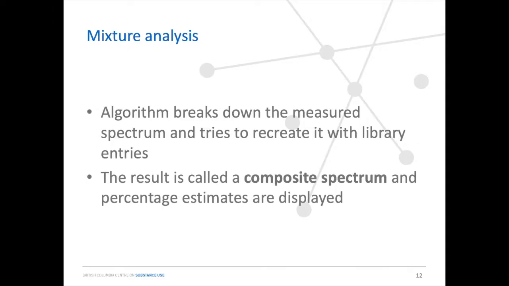Now for the second step in a drug check, which is called mixture analysis. Briefly, mixture analysis is a function in the OPUS software that uses an algorithm to break down the measured spectrum and tries to recreate it with library entries, thereby estimating the proportion of compounds. The result is called a composite spectrum and is displayed with a percentage makeup of signal. I'll show you how to perform a mixture analysis now.